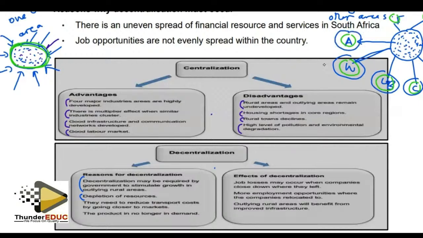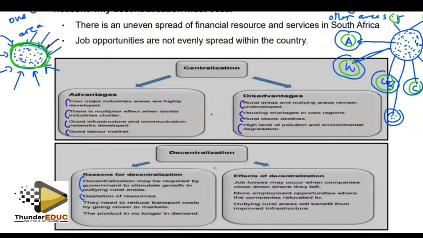Then third, they need to reduce transport costs by going closer to the market. So that's why most industries have now decentralized, to move close to the customers to avoid transport costs and the product no longer being in demand. So some move away because they no longer have a lot of customers.